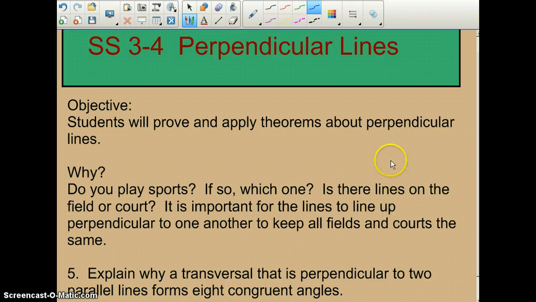Teaching you a brand new geometry lesson today over section 3-4, which is over perpendicular lines. Today we'll be talking about different types of theorems and how to apply those that form perpendicular lines. Hopefully we kind of know the definition of perpendicular lines already.